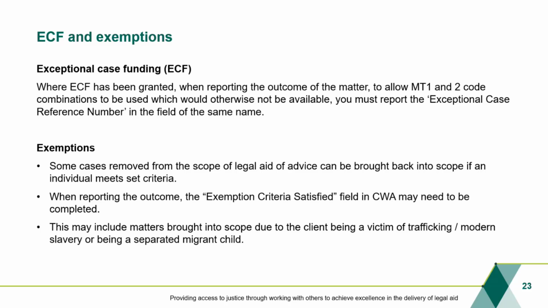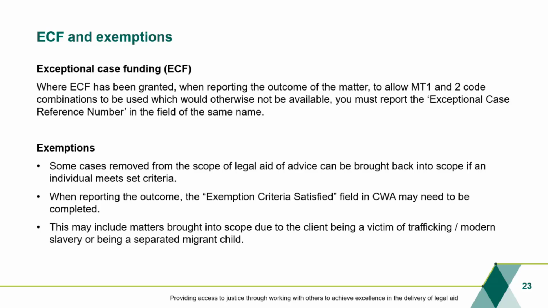There are some fields in CWA which alert us to the fact that the matter you're attempting to claim is one that ordinarily would be out of scope. So it may be that you've applied for exceptional case funding and that's been granted, in which case you would have been allocated an exceptional case reference number. Now, when reporting this matter, as the matter would usually be out of scope, the code combinations that sit in CWA would usually be unavailable to you unless you enter the exceptional case reference number. When you enter that number, CWA will then accept these combinations that ordinarily it would refuse.